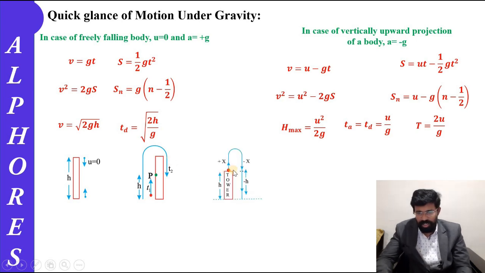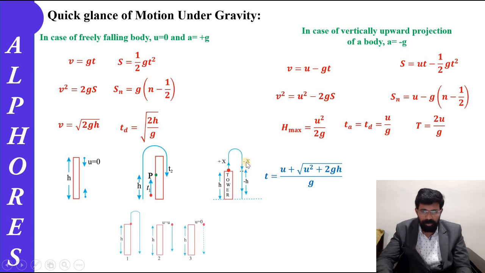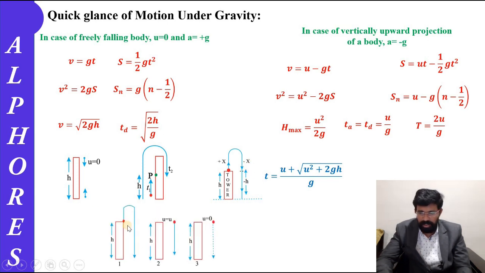The other one is the tower model. If a body is projected in the upward direction with initial velocity u from a tower of height h, we have derived the expression for time of flight. How much is that? u plus under root u square plus 2gh, by g. This equation is very important, and corresponding to this tower model, we have dealt with the hot air balloon model also. We have solved one problem. So this is another one.